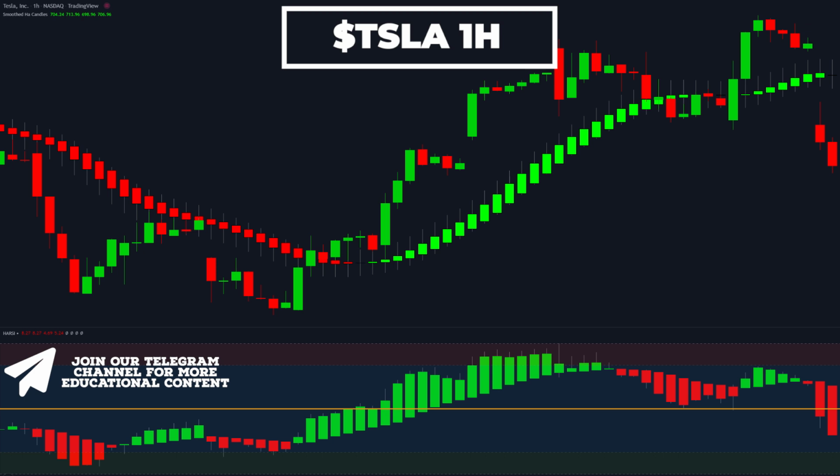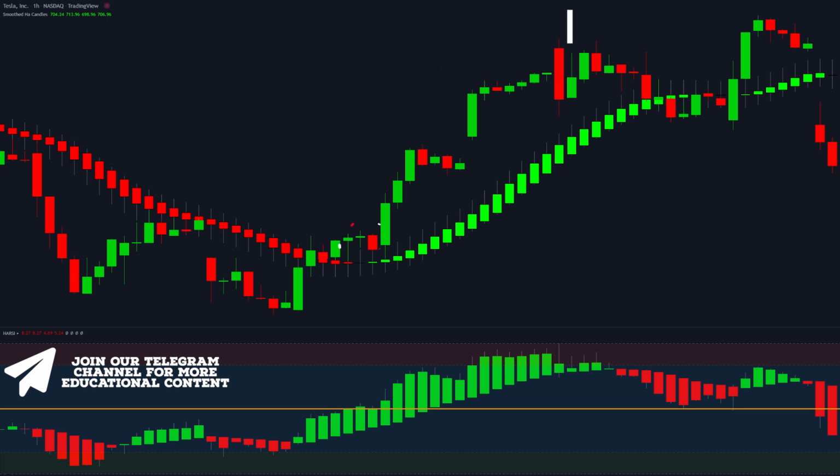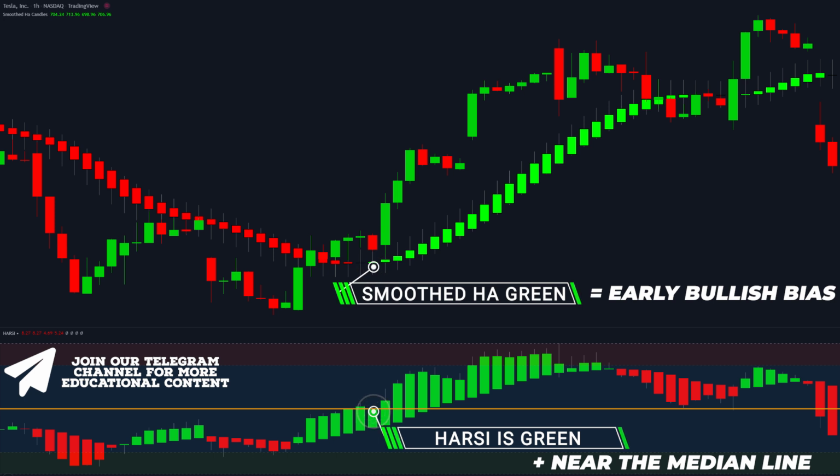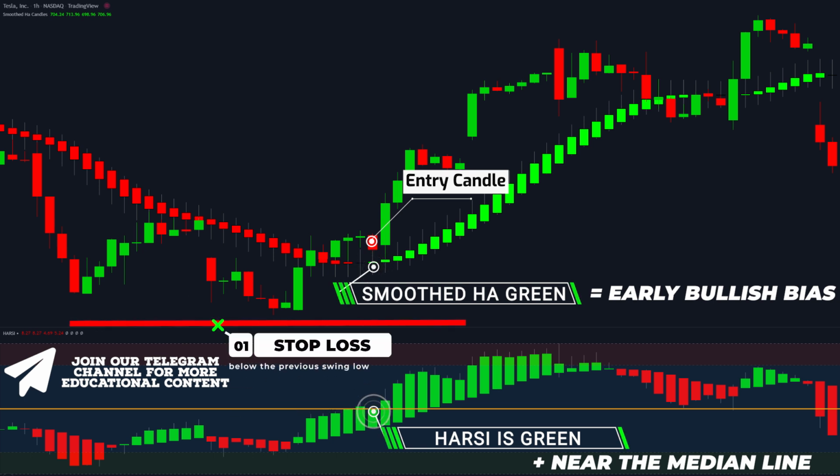For instance, here's Tesla stock 1 hour time frame. We receive an initial buy signal right here as the smooth Heikin Ashi indicator turns to green. Next, we can see that HASI is green as well, and located near the median level. So, we can enter the trade long right on this candle with a stop loss below the previous swing low. Our stop loss is placed this way because smooth Heikin Ashi is too close to the price at this point.